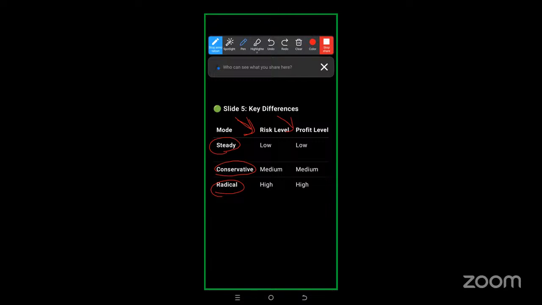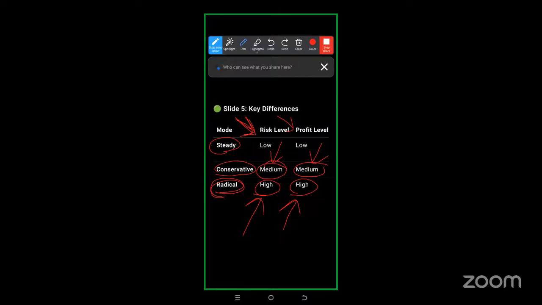When we come to conservative, the risk level is medium and the profit level is medium. We are looking at key differences between these three modes that, of course, we are going through. Then when we come to radical mode, the risk level is high and the profit level is also high. And when we come to this point, we know the higher the risk, the higher the profit. That is commonly known.